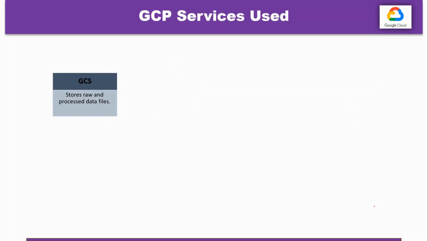The very first thing that I have used is GCS, Google Cloud Storage. As you know, GCS is a scalable, fully managed object storage service. In this particular project we are using GCS for storing the raw data as well as processed data in the form of files, because GCS is a scalable, fully managed object storage service to store any type of data, any amount of data, any number of files.